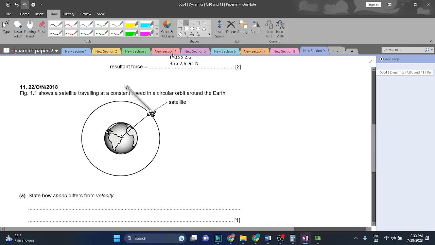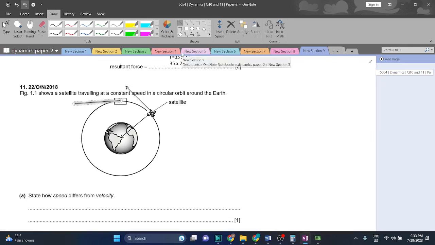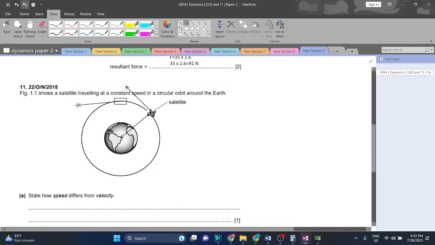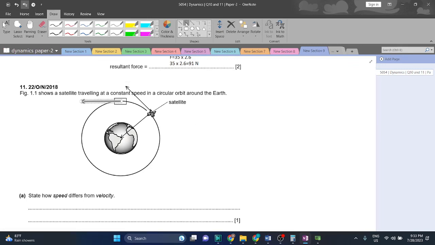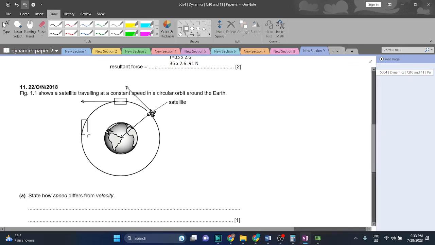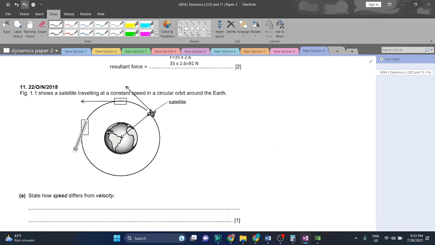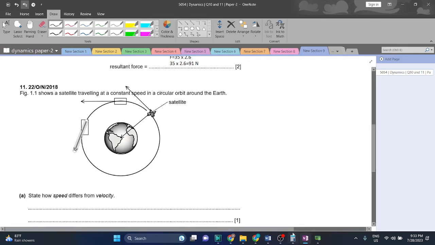Meaning if the satellite comes here, then its motion, its velocity, will be in this direction. And when it is here, for example, its velocity will be in this direction. So you get what I'm trying to say? That the velocity is constantly changing, and the change of velocity refers to there being an acceleration. And when there's an acceleration, acceleration is mainly caused by the resultant force being present, right?